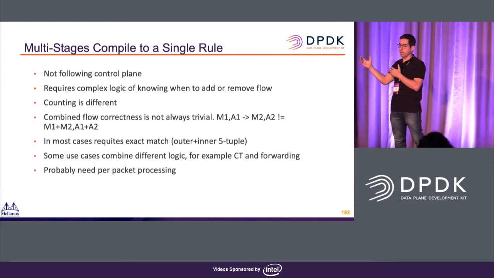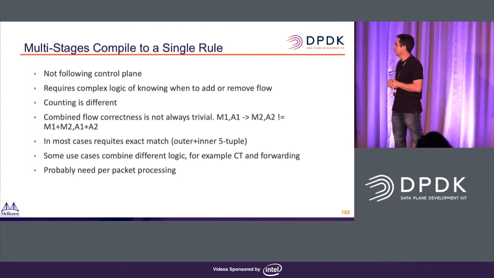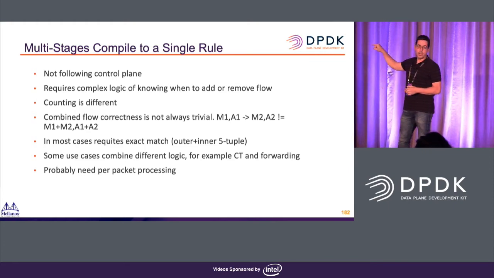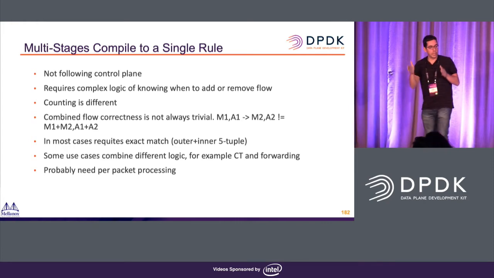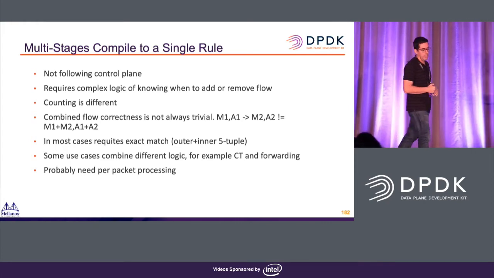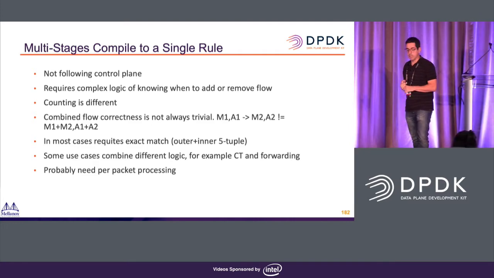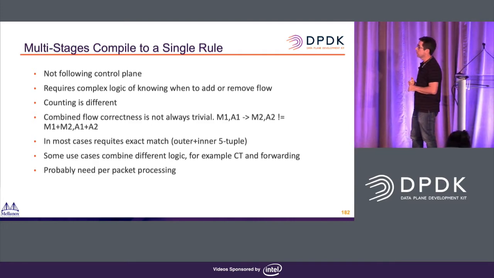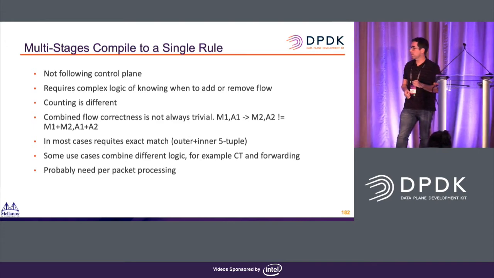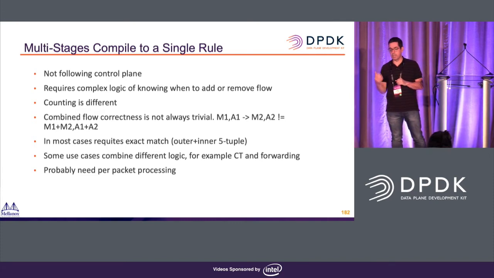Also, combining two flows is not always easy. For example, if A1 is changing the IP and M2 is checking that IP, you have to adjust that in the flow. So it's not just putting all the matches and all the actions together. You must have a logic. In most cases, it requires exact match, which means in some cases you will have many more flows in hardware than you would have with a multi-table.